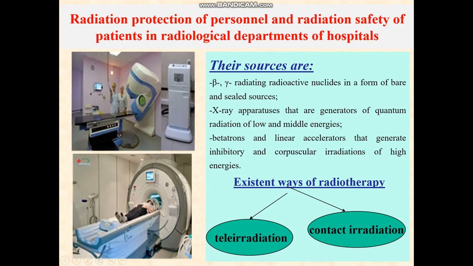Radiation protection of personnel and radiation safety of patients in radiological departments of hospitals. Different quantum and corpuscular irradiation are used for radiotherapy. These sources are beta and gamma radiating radioactive nuclides in the form of wire and seed sources, X-ray apparatus that are generators of quantum radiation of low and middle energies, betatrons and linear accelerators that generate inhibitory and corpuscular irradiation of high energies. Existing ways of radiotherapy are divided into two parts, ways of teleirradiation and ways of contact irradiation.